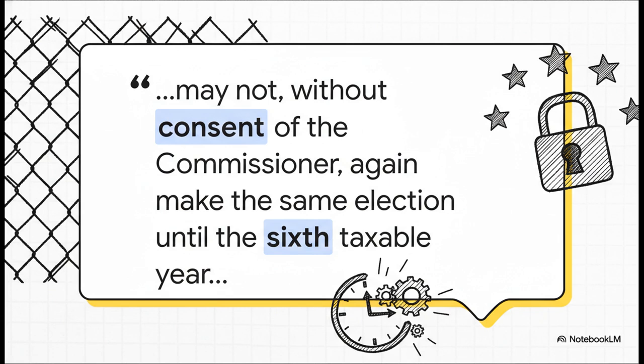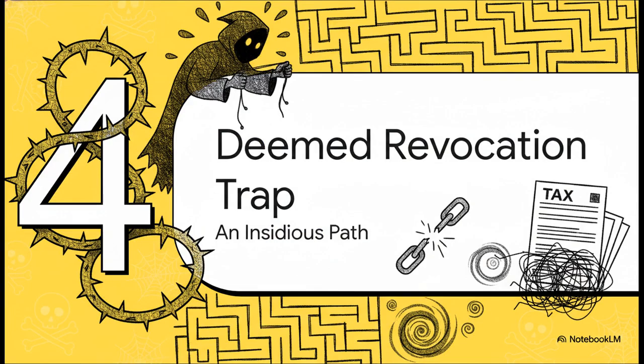It makes the decision to revoke, in reality, a 6-year commitment. You have the year of the revocation plus the 5 subsequent years. You are well and truly locked out. Now, this is where our forensic review gets really interesting.